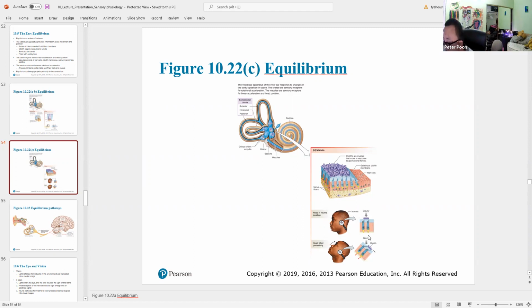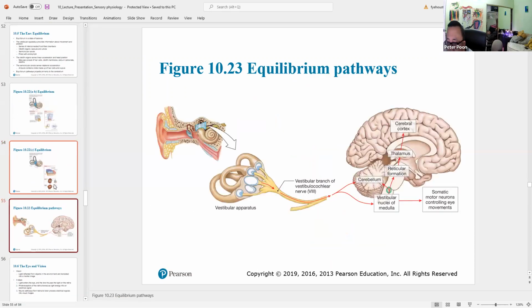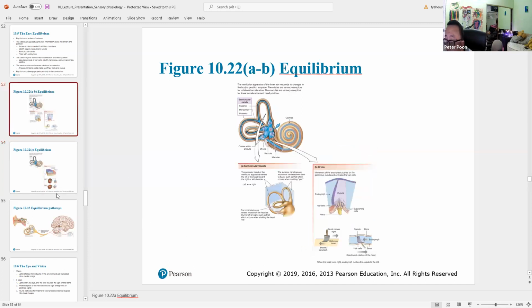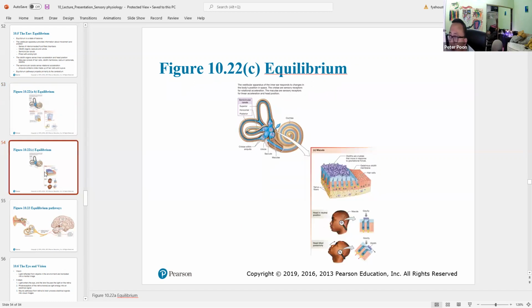If I bend my head, the rocks pull to one side, and that changes the firing rate of these cells. It makes it go slower or faster. If you tilt your head forward, it actually fires faster. If you tilt your head back, it fires slower. Either way, it sends information to your brain that you're firing faster or slower.